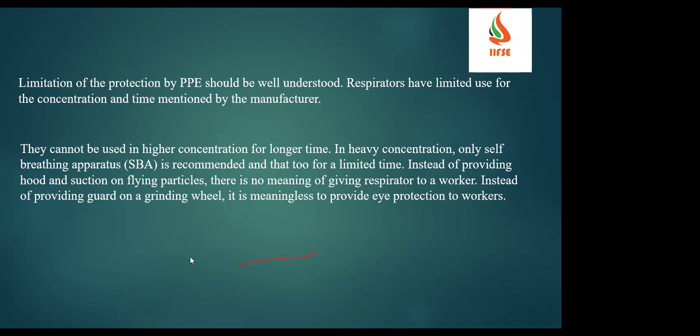We'll start. Okay. We are discussing the SCBA, self-contained breathing apparatus. It is a type of PPE. It is used for emergency cases, rescue operations, or any short-term activity in highly hazardous atmospheres or risky areas. So it is clear that instead of providing suction on the flying particles, there is no meaning of giving a respirator to the worker.